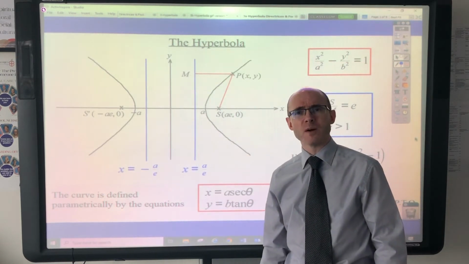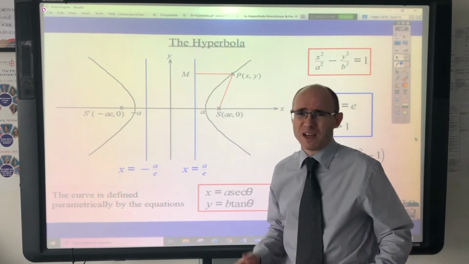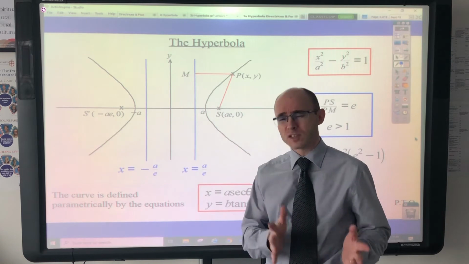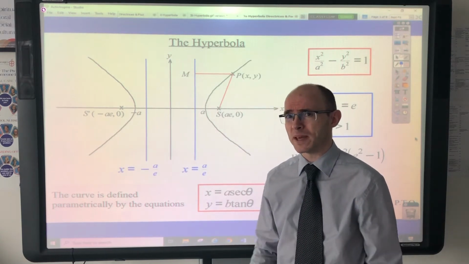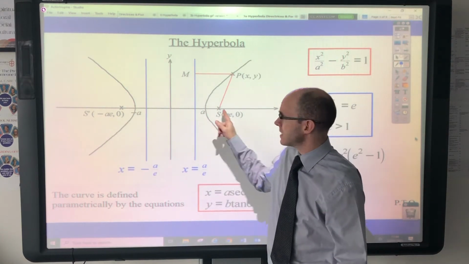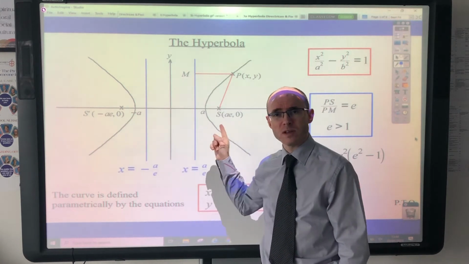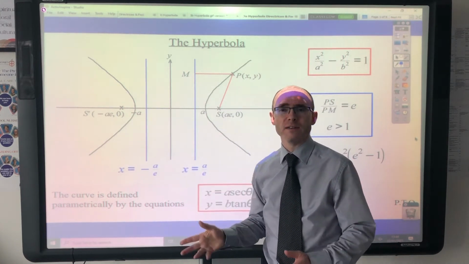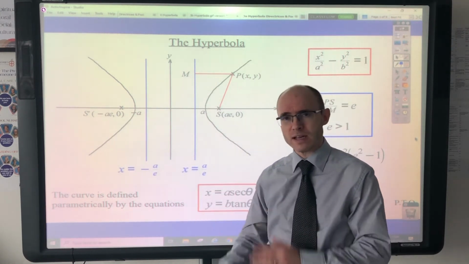So a bit more detail about the hyperbola coming up. Well, a lot more detail. This is where, for some, it starts getting a little bit too complicated. So I put in the focus points here. You'll notice, like the ellipse, there are 2 of them, and for every focus point, there is a directrix.